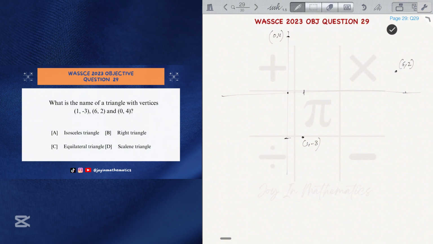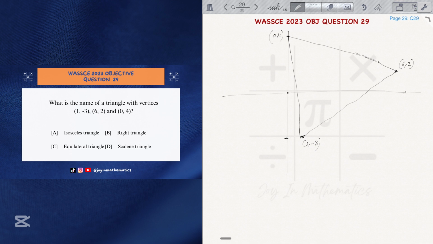So this is a triangle. If this is a triangle, then we just have the vertices joined together. (1, -3) is joined to (6, 2). Similarly, (1, -3) joins to (0, 4). And finally, (0, 4) is joined to (6, 2).